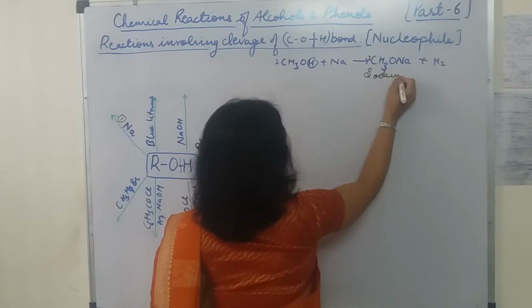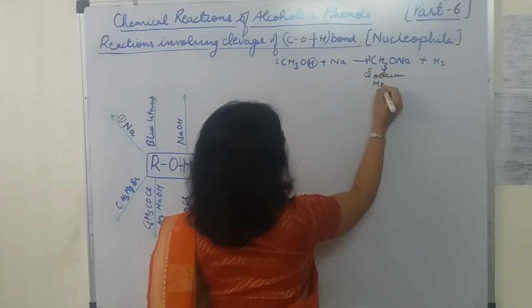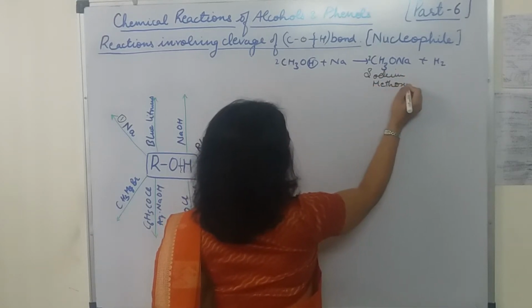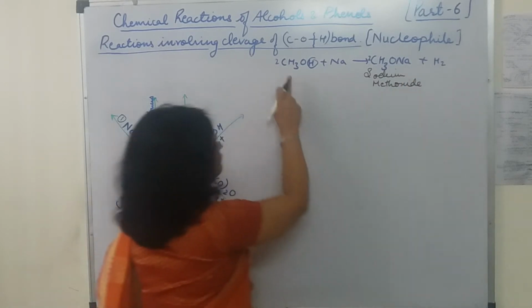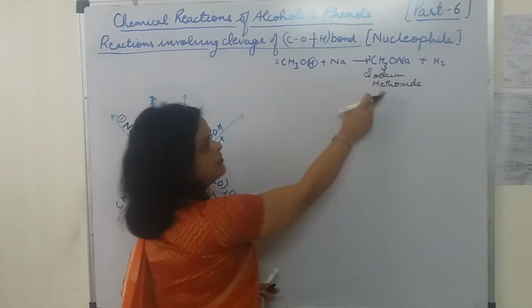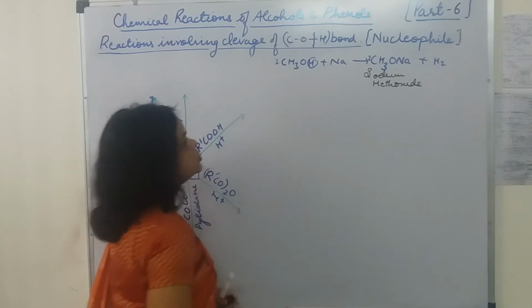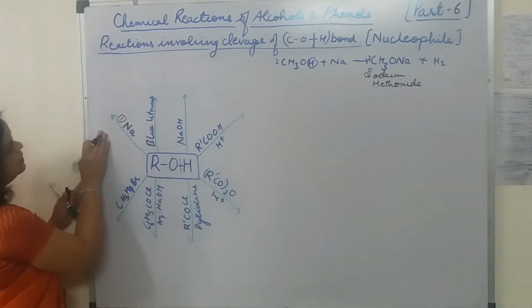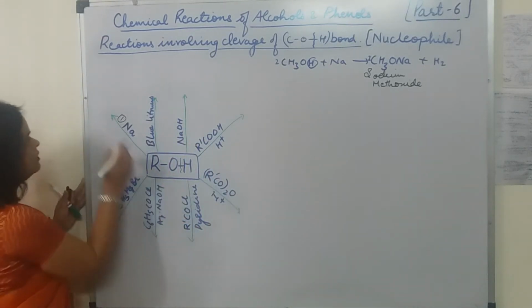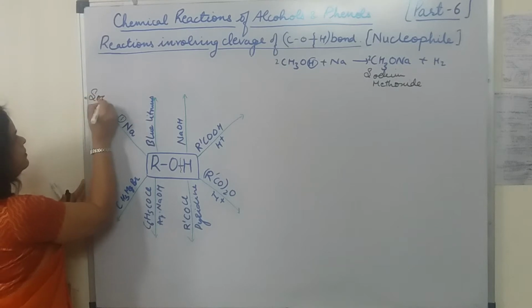sodium methoxide. If we are taking ethanol, then we will get sodium ethoxide. So in general, we will write here: when sodium combines with alcohol, we get sodium alkoxide.